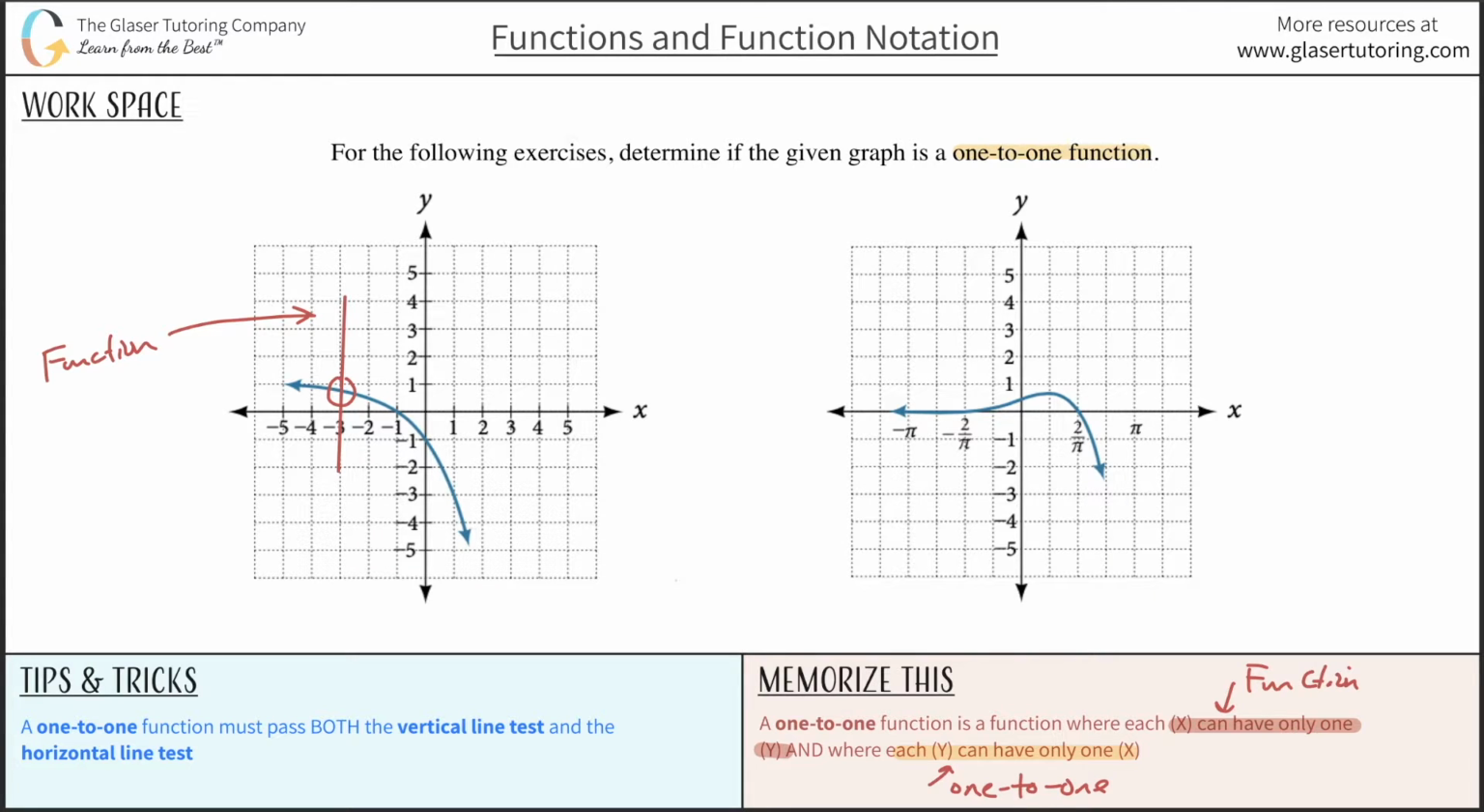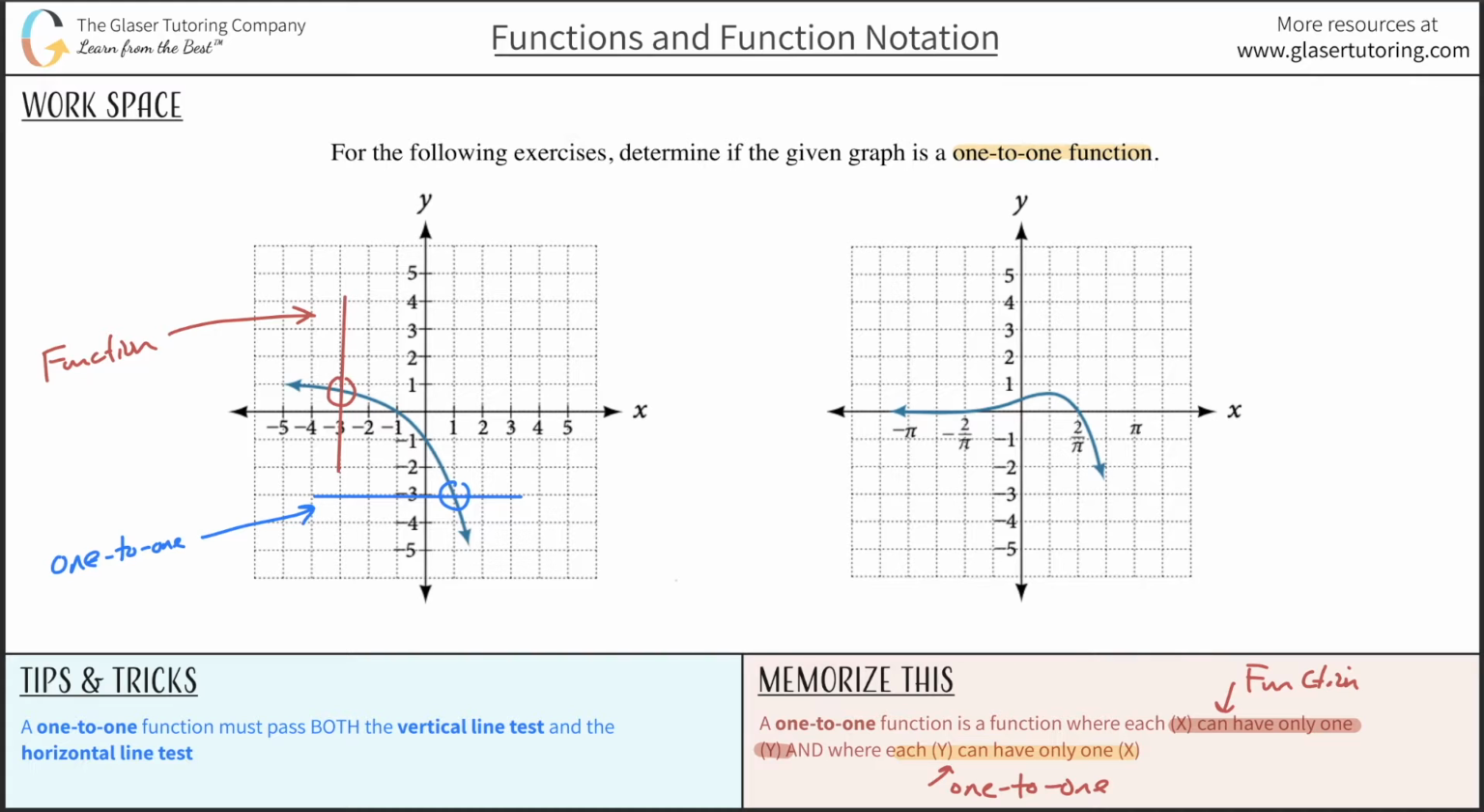The next test is the horizontal line test. It's literally just as easy. All you do is draw horizontal lines, and you see whether the horizontal line intersects your graph at more than one location. And it will not. No matter where you draw this horizontal line, it doesn't intersect more than once, and therefore it passes the horizontal line test, and we can call it a one-to-one relation. Even more specifically, it's one-to-one because it passed the horizontal line test, and a function because it passed the vertical line test.